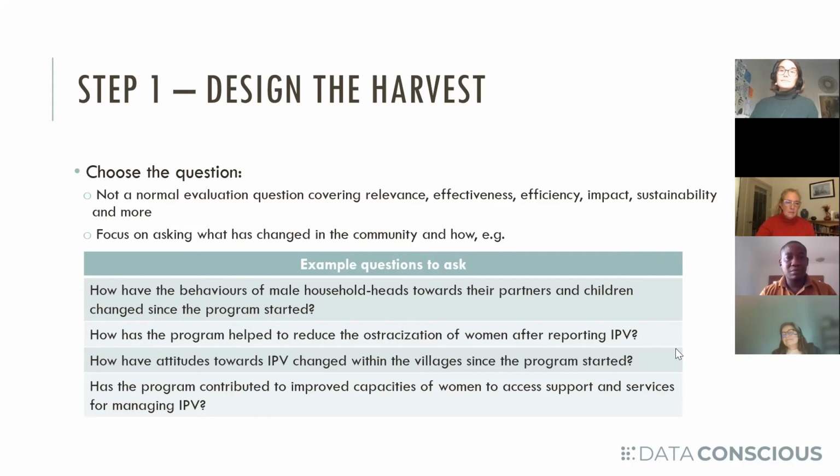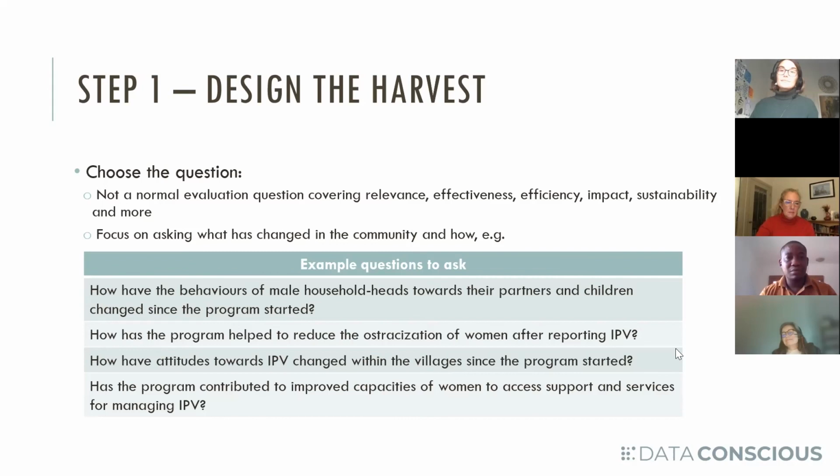So how has the program helped to reduce the ostracization of women after reporting IPV? How have attitudes towards IPV changed within villages since the program started? Has the program contributed to improved capacities of women to access support and services? They're different because they're asking about different parts of the log frame. So some of them are about accessing support and services. Some are about ostracization. Some of them are about behaviors of men towards partners and children. And they're different because some of them are contribution questions. So question 2 and 4 are about how the program contributed to a change. Question 1 and 3 are just about what changes have happened and how, right?